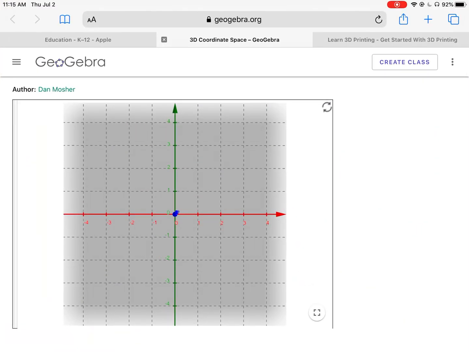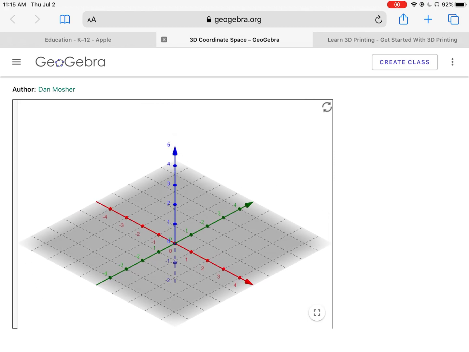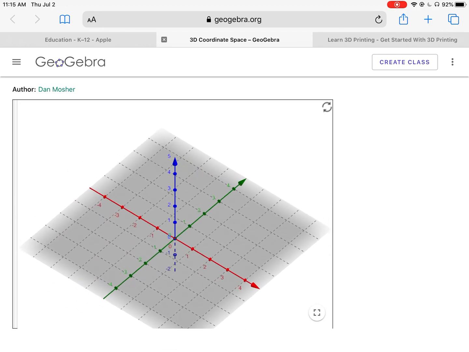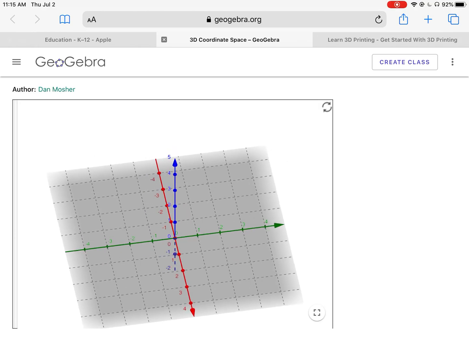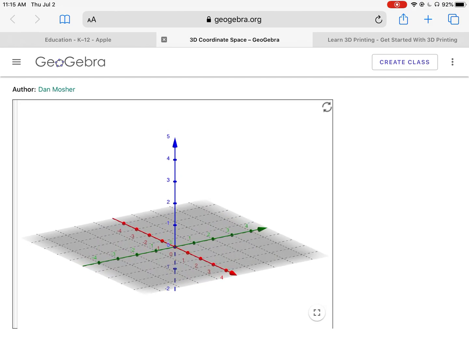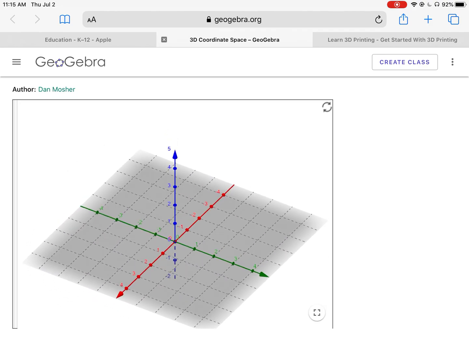So this is the coordinate plane that you're familiar with, right? The x-axis is in red here, and the green axis represents the y-axis, right? And I'm going to manipulate this now and bring in the z-axis, which is now in blue, okay? So this is a nice representation of coordinate space. You can see it just allows for more movements than we were able to achieve in the coordinate plane, okay?